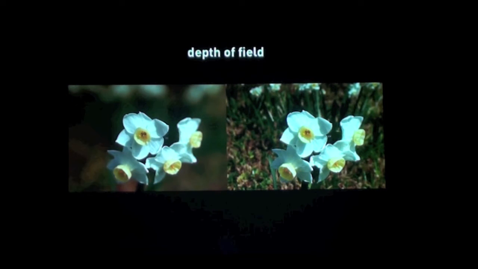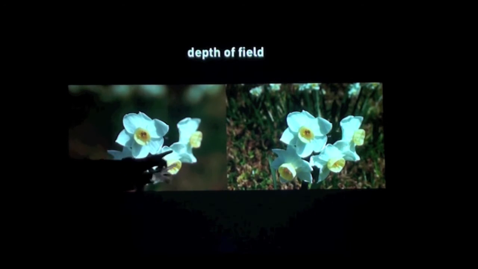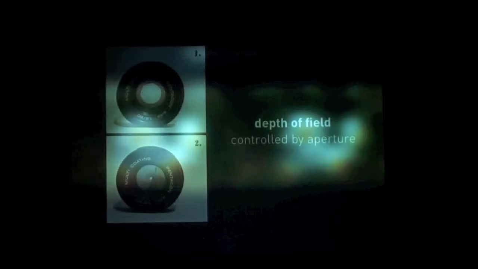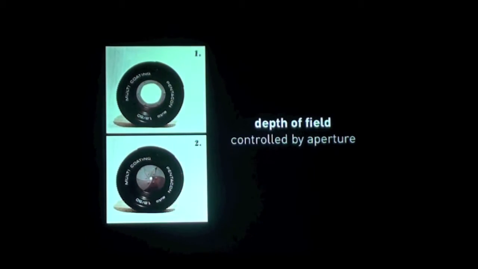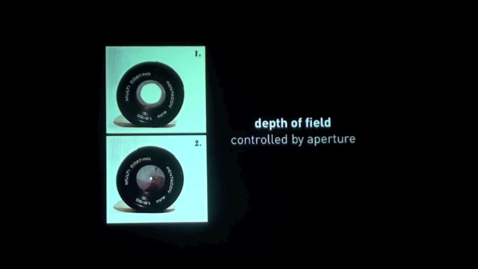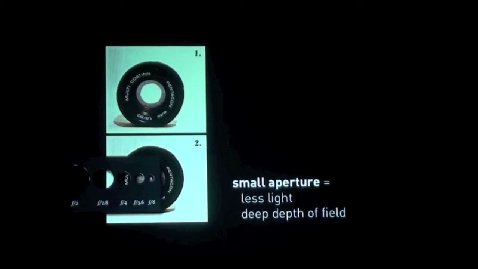Depth of field is the first thing that people don't really know about until they get into photography. This is a shallow depth of field. This is a deep depth of field. That's controlled by the aperture of the lens, which is the little metal sphincter in the camera. A tight f-stop.